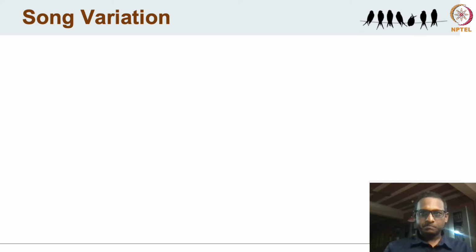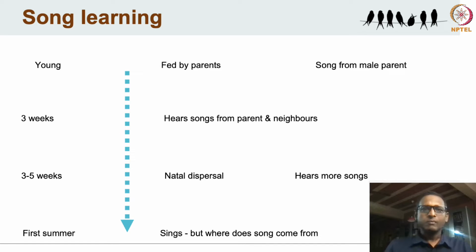Song variation. So here we are going to discuss what kind of variation exists in songs and what function they serve. But before we get to describing variation itself, we should understand how the variation forms. And for that, you have to understand a little bit of the process of song learning.